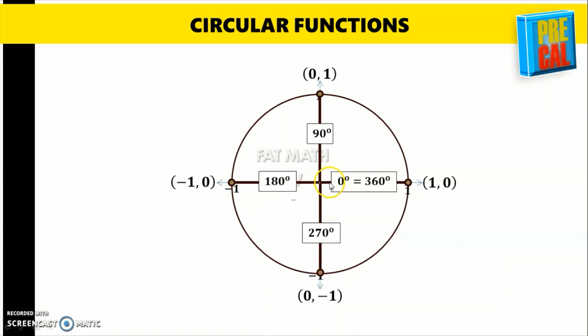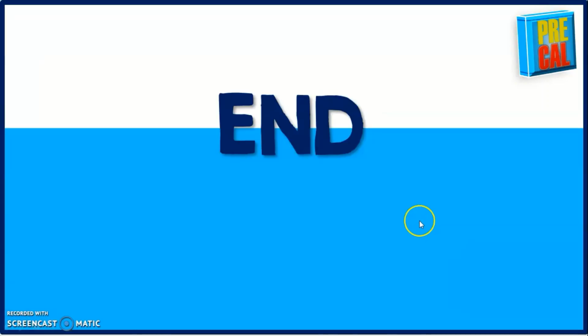And we have the 4 others, multiples of 90. For 90, the terminal point has coordinates 0, 1. Here for 180. For 270, that's 0, negative 1. And for 0 degrees or 360, that's 1, 0. X is 1, y is 0.